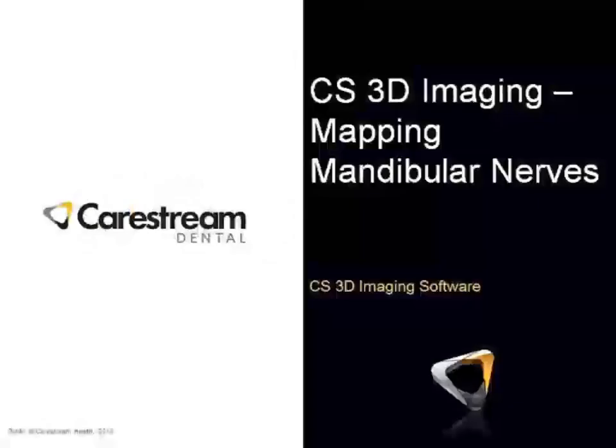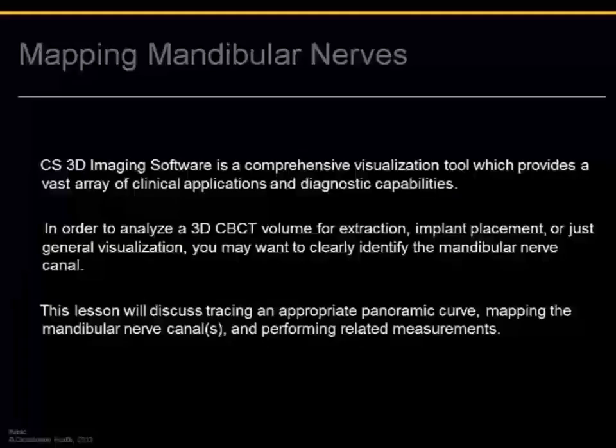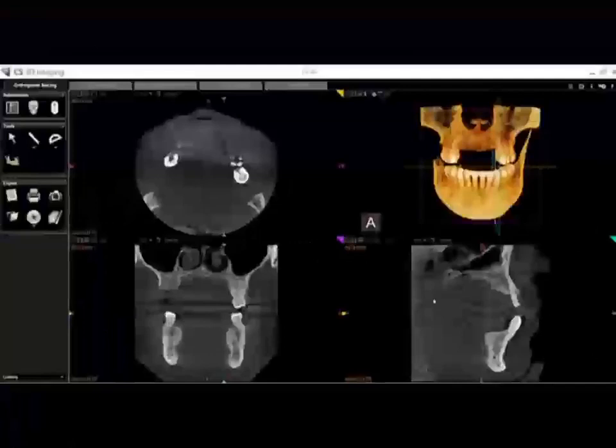This lesson will cover mapping the mandibular nerve in the CS 3D imaging software. By the end of this class, you should be able to trace a panoramic curve, map the mandibular nerve canal or canals, and perform linear measurements. In order to analyze a 3D volume for extraction, implant placement, or just general visualization, you may want to clearly identify the mandibular nerve canal.